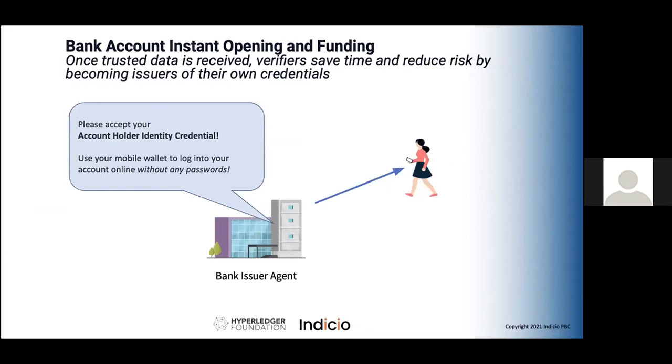Once that trusted data is received by the bank and you've given them permission to have it and hold it and use it, they can use it to issue you a derivative credential, perhaps, that says, hey, here's your bank account holder's credential. It's in your device, and we're going to let you log into your account now using this. So we're going to let you transfer funds using this or open a second account using this, because we know who you are and we have been able to delegate that trust from its original source.